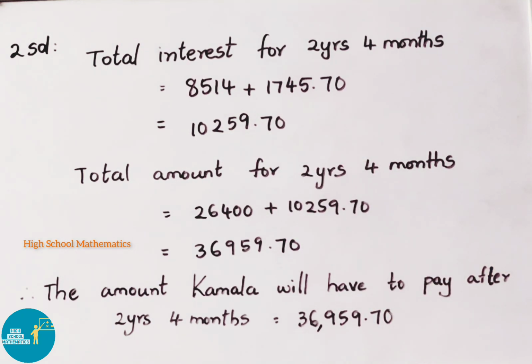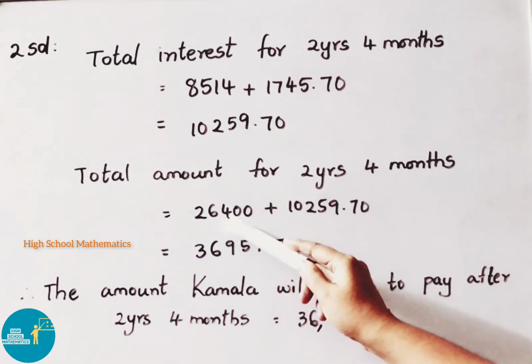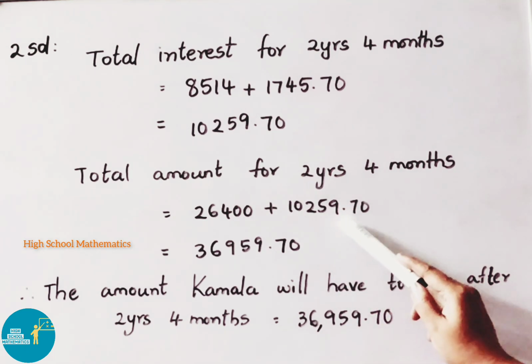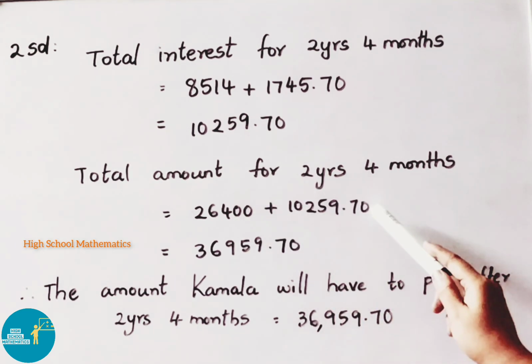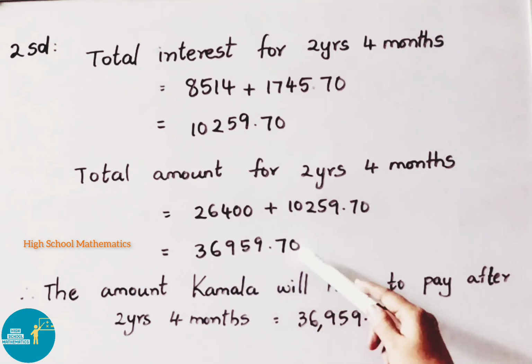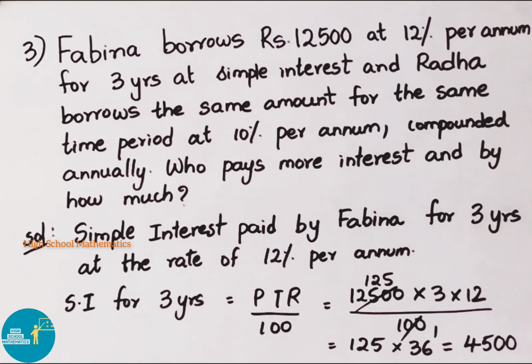Now we shall find total amount for 2 years 4 months, that is 26,400 rupees plus total interest, that is 10,259 rupees 70 paise. On adding both, we get the total amount, that is 36,959 rupees 70 paise. Therefore, the amount Kamala will have to pay after 2 years 4 months is 36,959 rupees 70 paise.